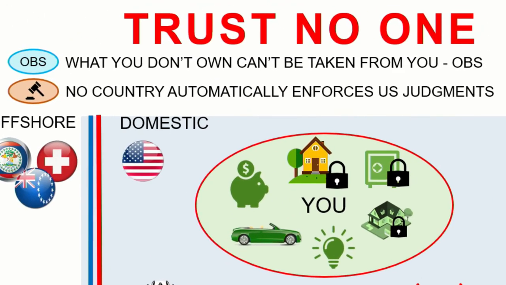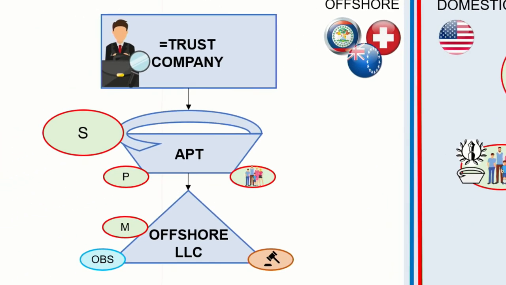And that violates the first major overriding principle, not even a rule. Trust no one. Don't trust me. Don't trust your trust company. Don't trust your business partners if you don't have to. Trust no one that you don't have to. So we don't put any assets in the asset protection trust.